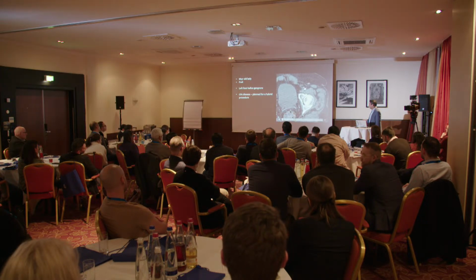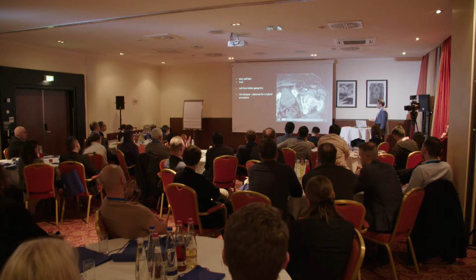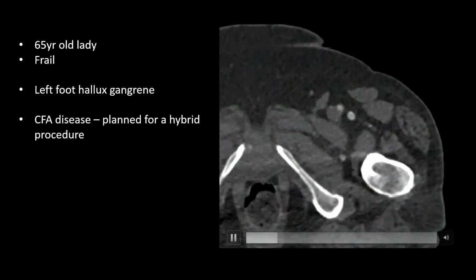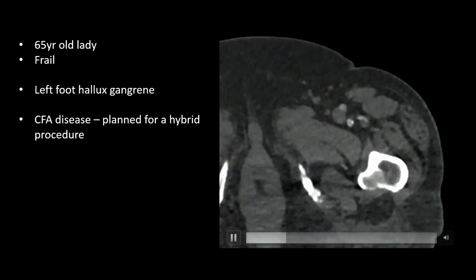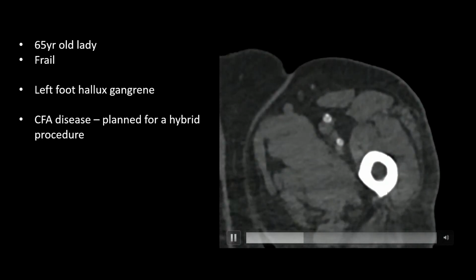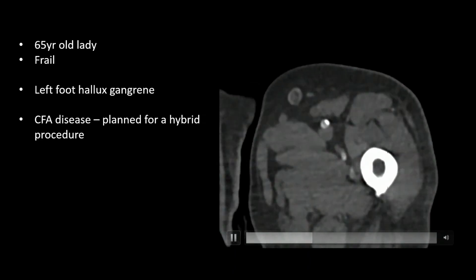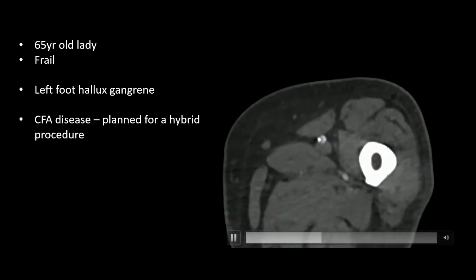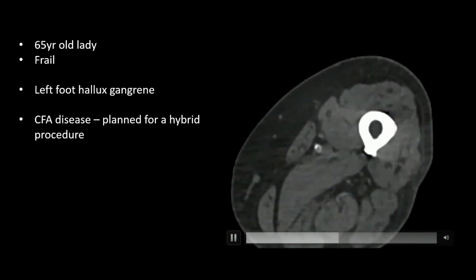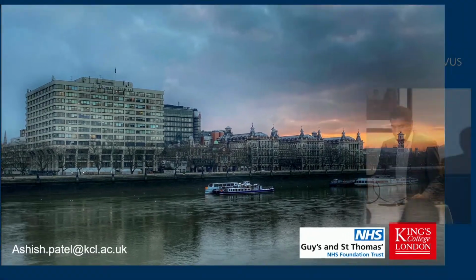Okay, so this patient, a frail patient, has CFA disease. She's got gangrene of her hallux. The plan here was to do a hybrid operation: an endarterectomy and patch of her common femoral artery and profunda origin, and then treat this SFA. You can see this is a heavily calcified SFA, which comes in and out.